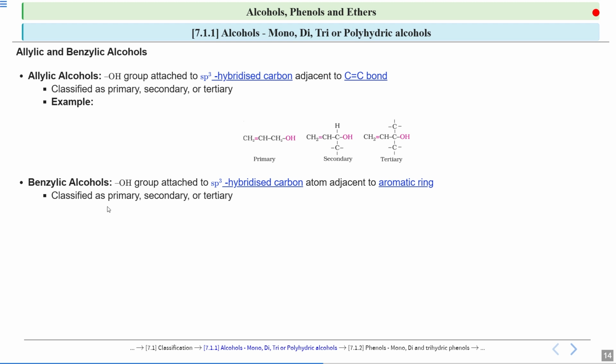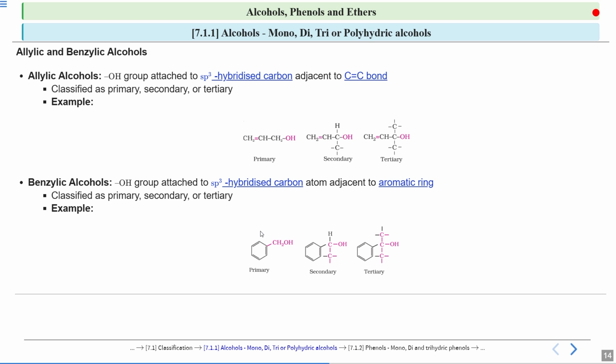They are also classified as primary, secondary, or tertiary. For example, this is a primary benzylic alcohol, because the hydroxyl group is attached to an sp3 hybridized carbon atom which is adjacent to an aromatic ring, and the hydroxyl-bearing carbon is attached to one other carbon. So this is a primary benzylic alcohol.